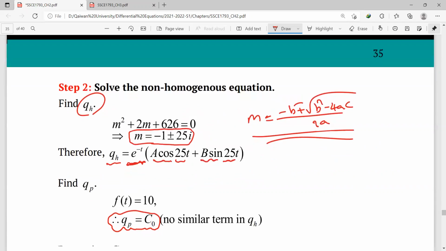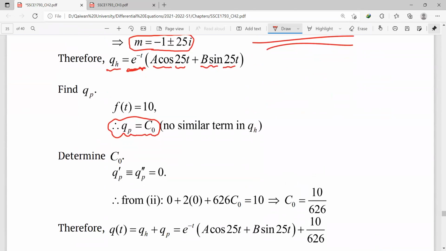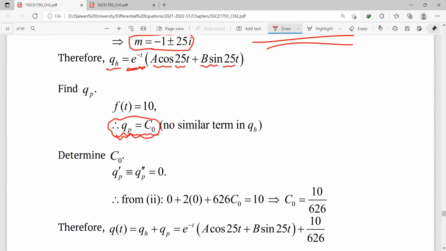So you must have the first and second derivatives of the chosen particular solution. Here we choose Qp to be C0. Then Qp prime equals Qp double prime equals 0. The first and second derivatives are both 0.